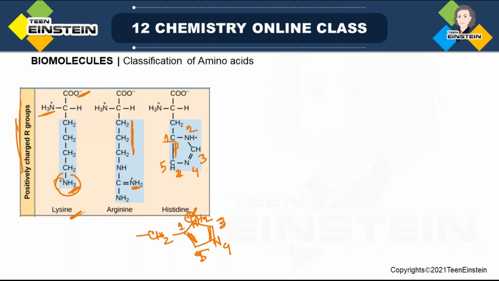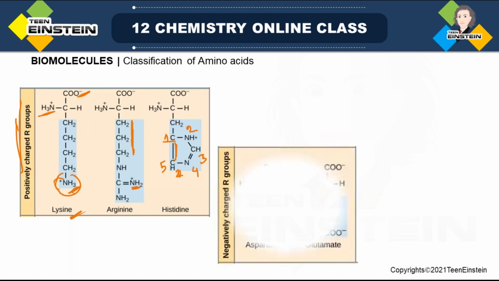So this is the structure of histidine, which is very unique because in this case you will find a 5-member ring, and the 5-member ring contains 2 nitrogen and 3 carbon. So this is also basic because of the presence of NH.